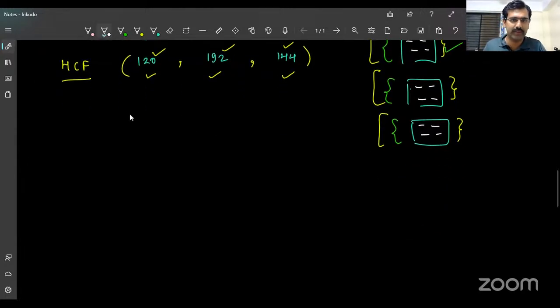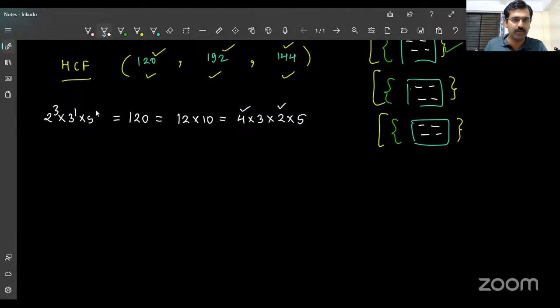For example, one of the methods could be, let's say, 120. I hope I'm very clearly visible and audible to all the participants. So 120 can be treated as 12 into 10. 12 is basically 4 into 3, and 10 is basically 2 into 5. So 120, I could have written as 2 to the power 3 into 3 to the power 1 into 5 to the power 1.